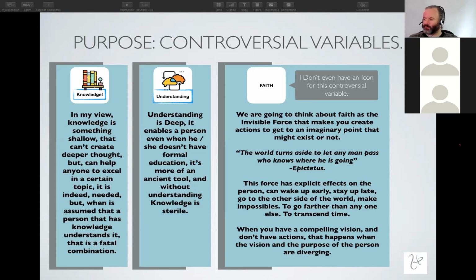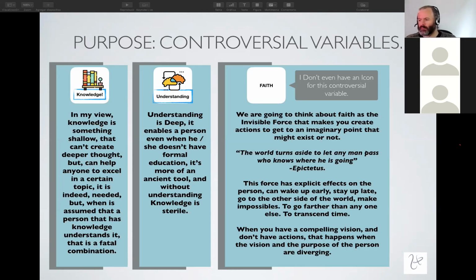I don't even have an icon for this because it's not faith like the church or so. We need to see faith as the invisible force that makes you create actions to get to an imaginary point that might exist or not. Epictetus said that the world turns aside to let any man pass who knows where he is going.